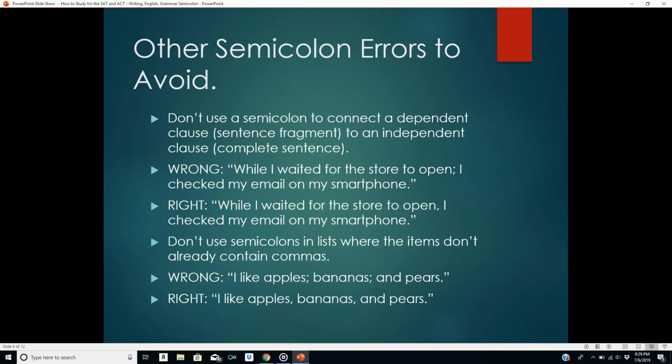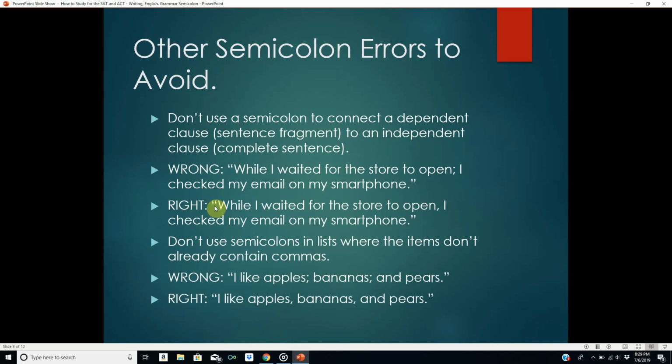Other semicolon errors to avoid. Don't use a semicolon to connect a dependent clause, that is a sentence fragment, or an adjectival clause, adverbial clause. So, wrong: "While I waited for the store to open; I checked my email on my smartphone." "While" makes this first clause here a dependent clause. So while I waited for the store to open, you would just use a comma, not a semicolon.